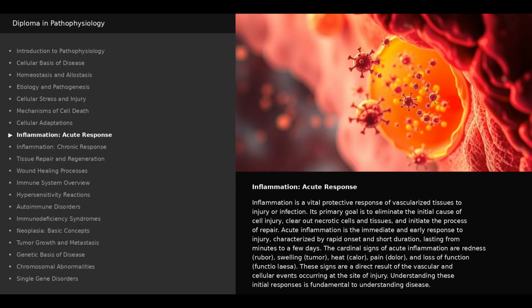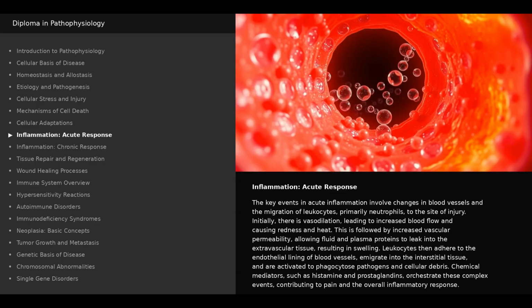These signs are a direct result of the vascular and cellular events occurring at the site of injury. Understanding these initial responses is fundamental to understanding disease. The key events in acute inflammation involve changes in blood vessels and the migration of leukocytes, primarily neutrophils, to the site of injury. Initially, there is vasodilation, leading to increased blood flow and causing redness and heat.